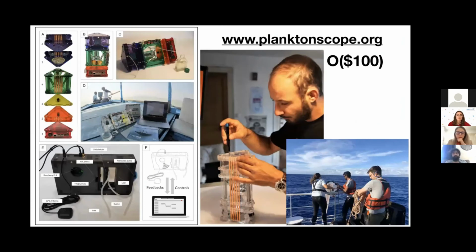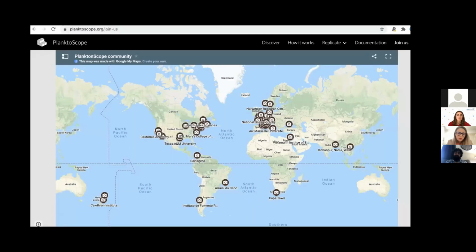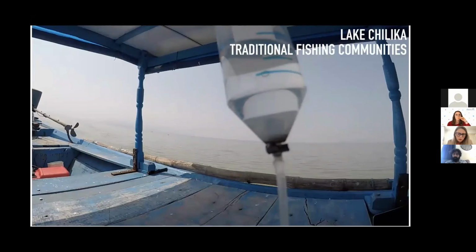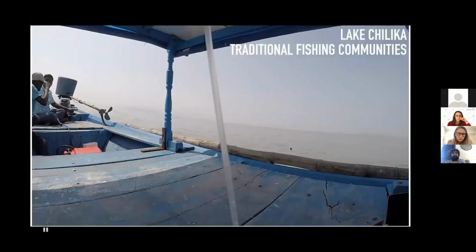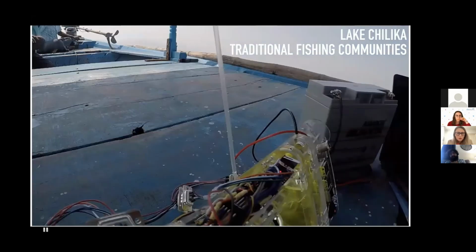One of the tools that we developed is called PlanktonScope. Anybody in the world can build this tool. The tool is available online. It's completely open source. And literally in the last 2 years, almost around 100 or so communities around the world have engaged. Literally anybody can engage and define the sets of features that they're interested in understanding in their ecosystem. This is a quick video of operation of PlanktonScope in a community in Chilica.